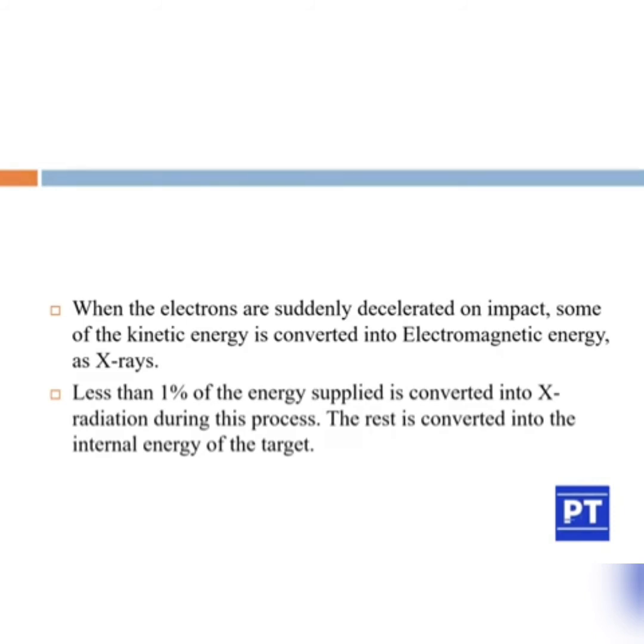Less than 1% of the energy supplied is converted into X radiation during this process, and the rest is converted into the internal energy of the target. It means when the electrons hit the target, only 1% is produced as X-rays, and 99% is heat.